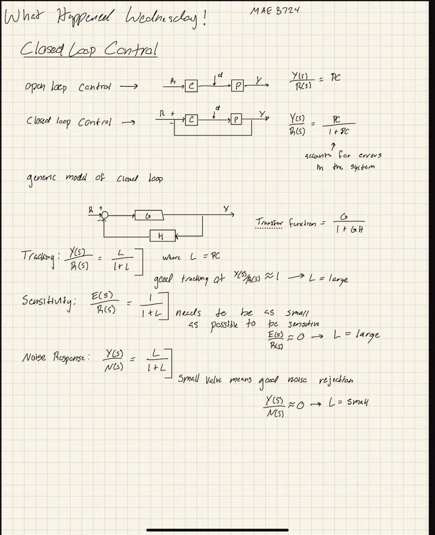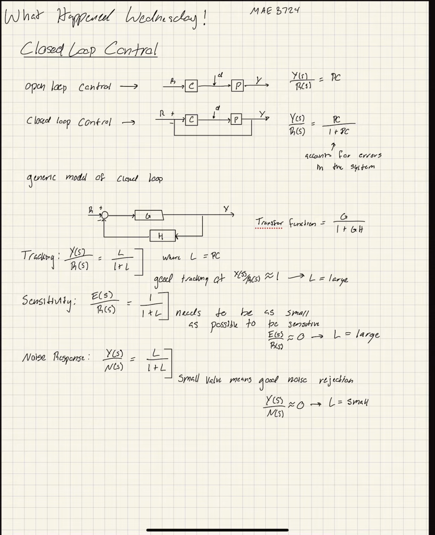The generic model of the closed loop presented below in this block diagram takes our g and h, where g is our plant and our controller, and h is our error. The transfer function for this simple and generic model of the closed loop is g over 1 plus gh, where gh accounts for the error. When looking at control, we are also concerned about the tracking, sensitivity, and noise response of the system.